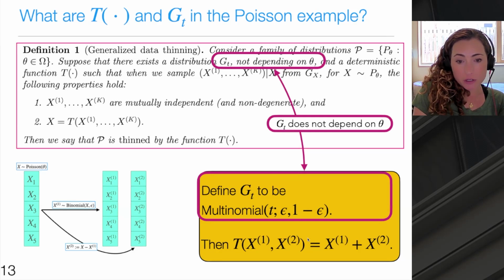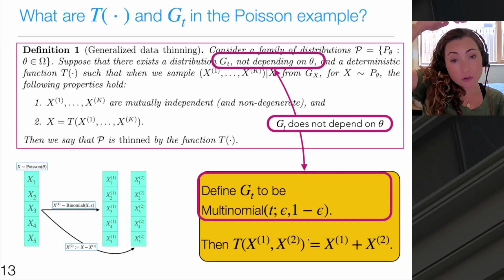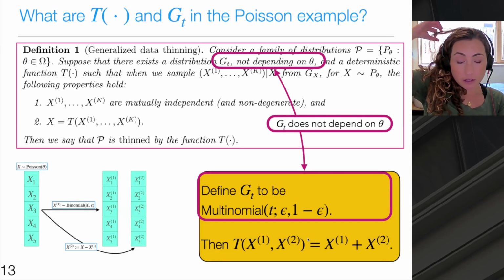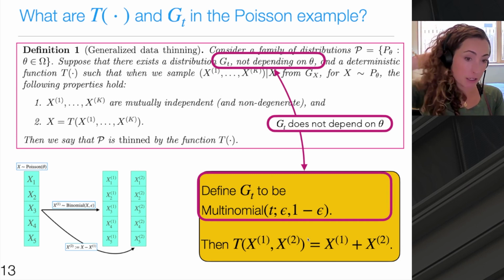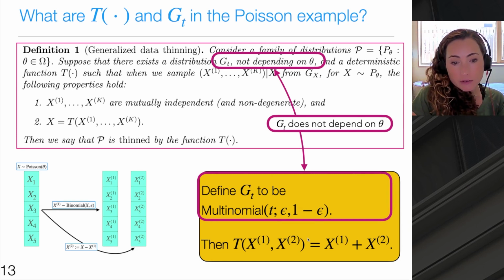One thing that's really important to notice is that this conditional distribution, g sub t, doesn't depend on theta. Again, because g sub t tells me how to get x1 and x2 conditional on x. And if that depended on theta, then this wouldn't be useful.